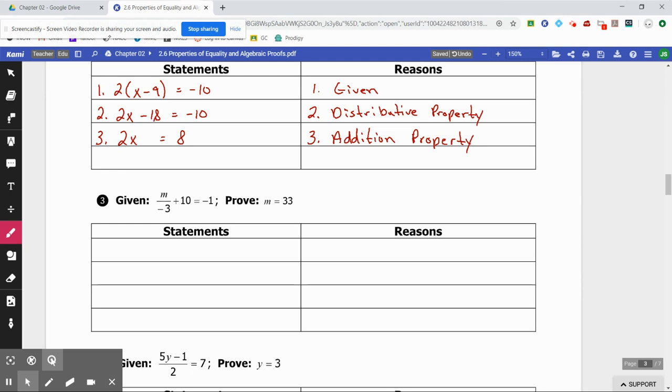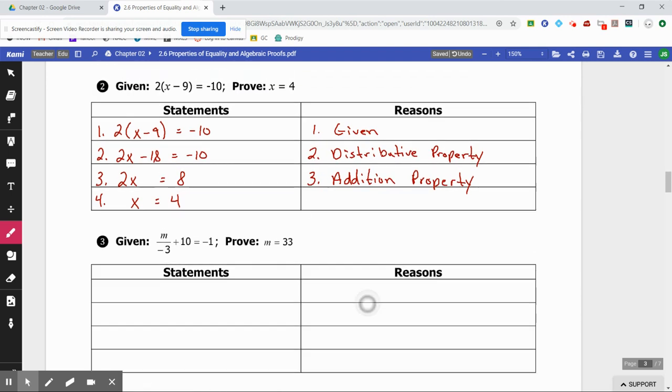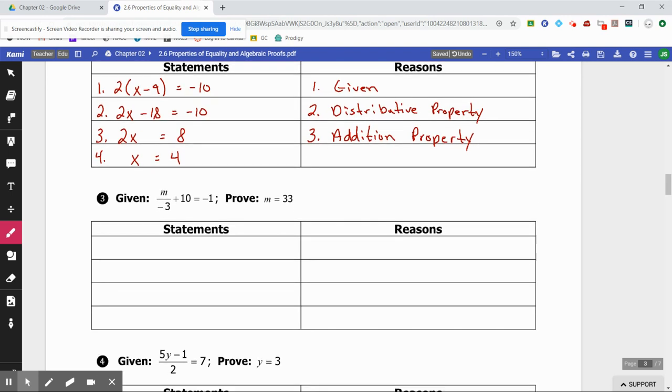And that brings you down to your fourth and last step. To get rid of the 2, to isolate x, we're going to divide both sides by 2. Divide the left side by 2, and you're left with the x, and then 8 divided by 2 would be 4. And again, that's what you were trying to prove. The reason you can divide both sides by 2 would again be the division property of equality.